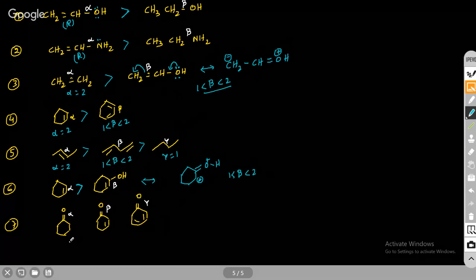Here what happens? Alpha value is 2, beta is between 1 and 2, and gamma is also between 1 and 2. But in beta, what happens? Let me draw the resonating structure here. We have double bond O, single bond O. This will come over here, and this will go here. So we get here a double bond. Oh, sorry.